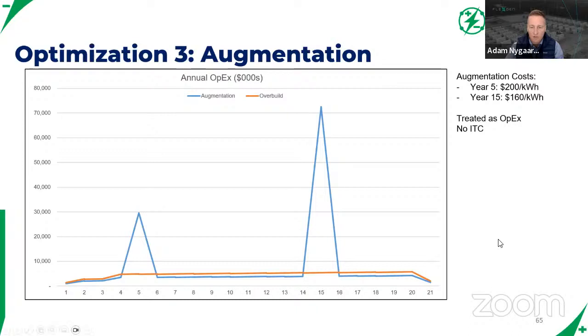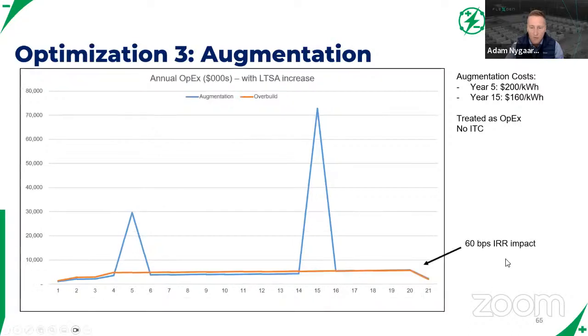And now, Sherif, if you go to the next slide, you'll see the blue line kind of pops up. We accounted for the fact that we installed more cells in year 5. We need to bump up those LTSA costs because we're servicing more batteries. Same in year 15. And what you'll see is this impacts the IRR by about 60 basis points.